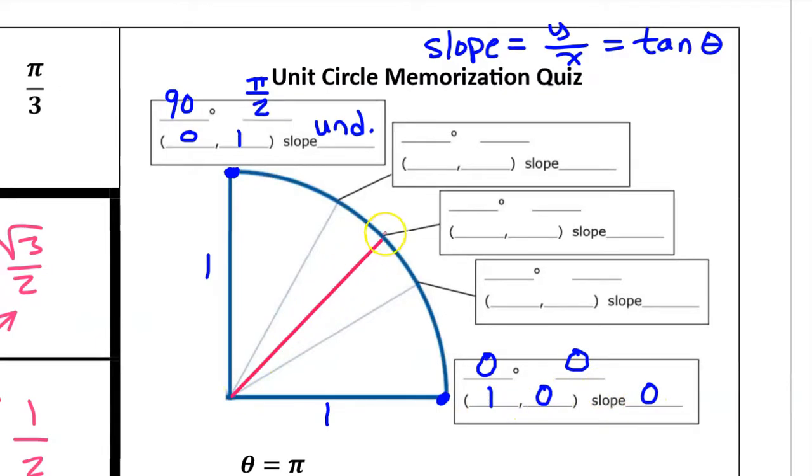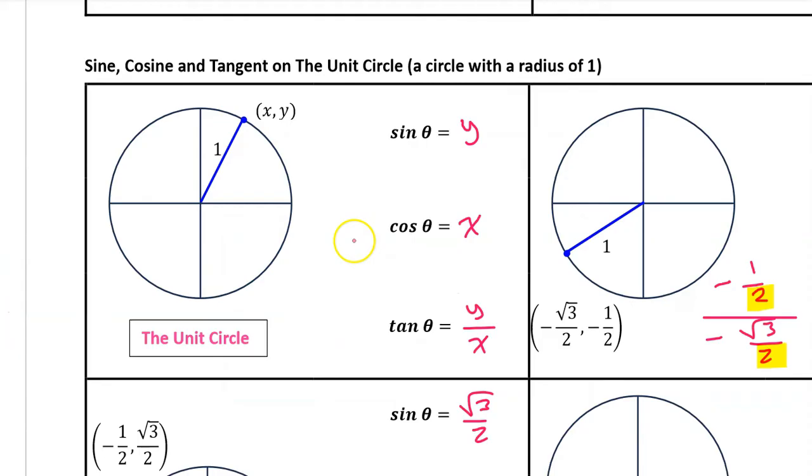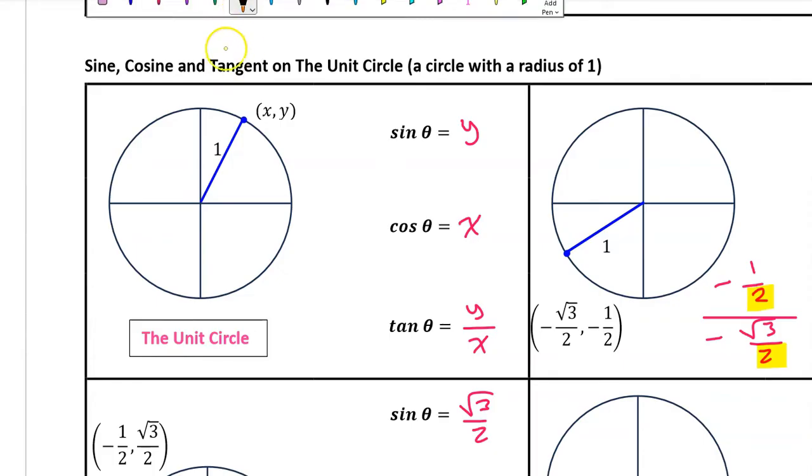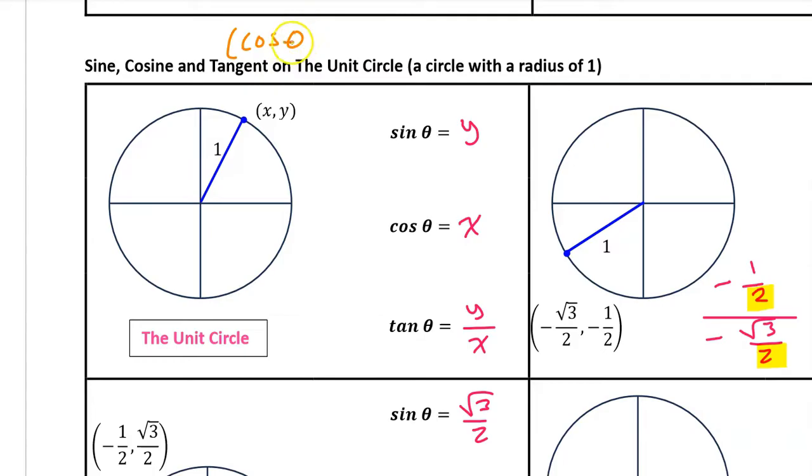Let's do the angle right down the middle. This is the angle that we used to call 45 degrees. In radians, this is pi over 4. Memorize that 45 degrees is pi over 4. Remember that on the unit circle, cosine theta is the x value and sine theta is the y value. In other words, any point that you see is going to be written in the form cosine theta, comma, sine theta, if you are on the unit circle.